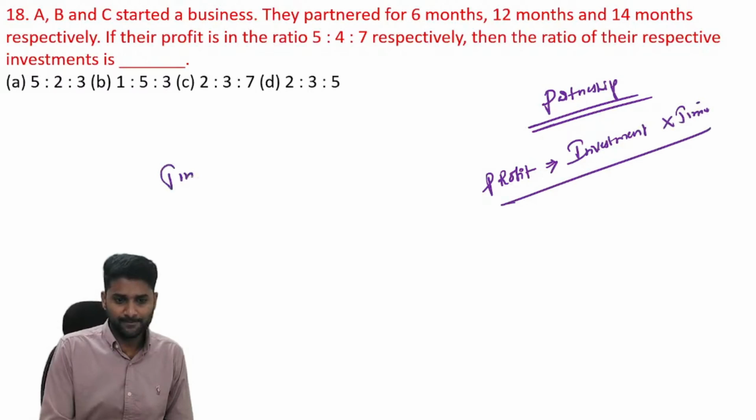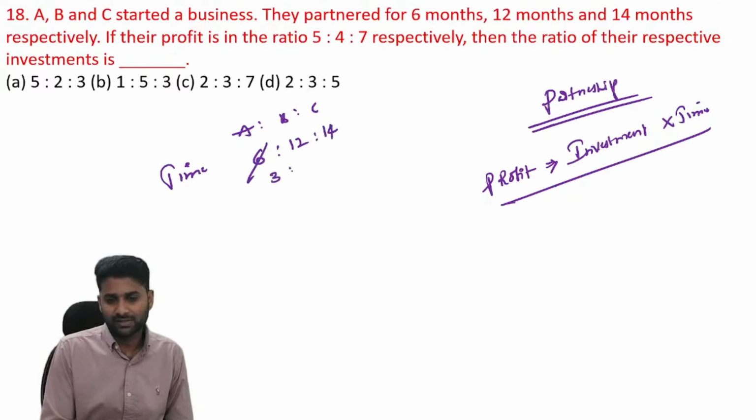See, ABC are three persons. Their times are 6 months, 12 months, and 14 months. The ratio is 3, 6, 7. And they are given a profit ratio. Profit ratio is 5 is to 4 is to 7.